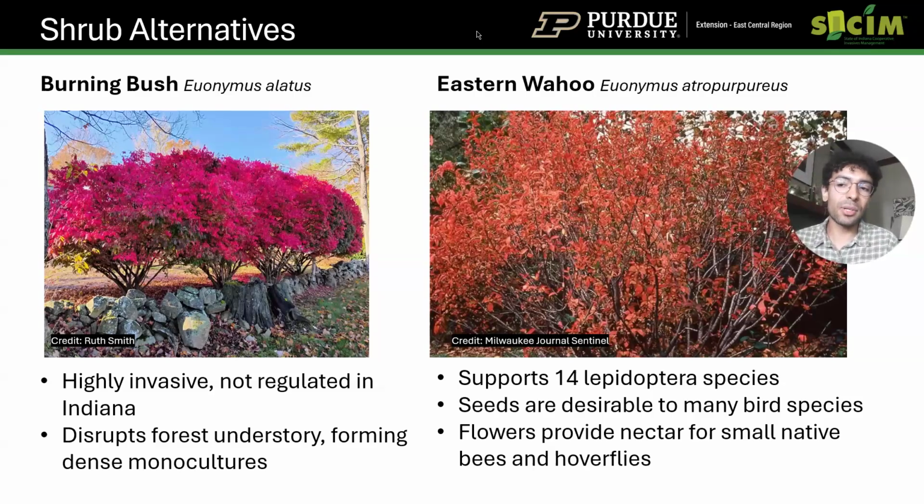So luckily, this is one example where we have kind of a cousin species that's a native version. In this case, eastern wahoo is a great native alternative to burning bush that has very similarly striking fall foliage, and it's supporting a lot of different moths and butterflies. And the seeds are really beneficial to a lot of bird species, and these seeds persist on the plant pretty late into the season, so it's a really good early winter, late fall food source for a lot of birds. And the nectar and the flowers are also really beneficial to a lot of our smaller bees and hoverflies.